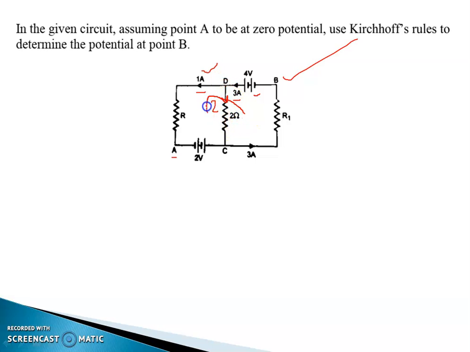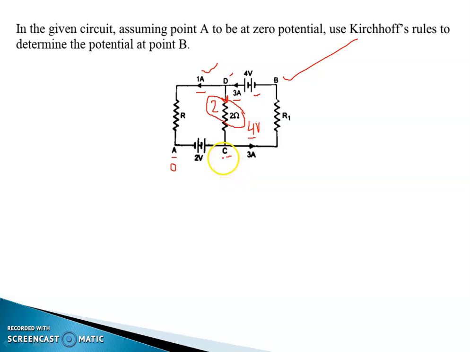So what will be the potential difference across this portion? It will be current into resistance, which means 4 volt, right? So the potential difference between D and C is 4 volt. Now A is at 0 volt.